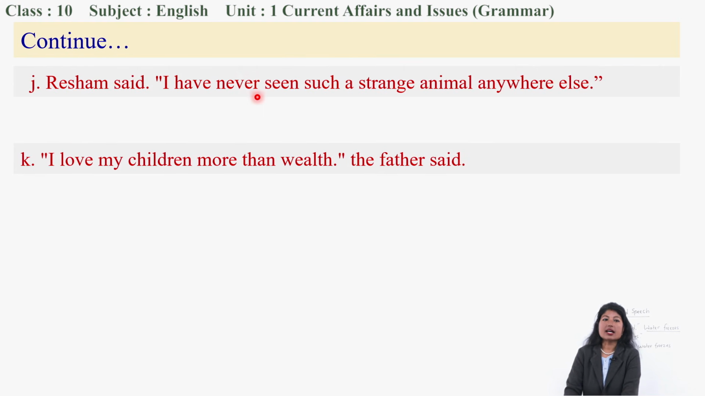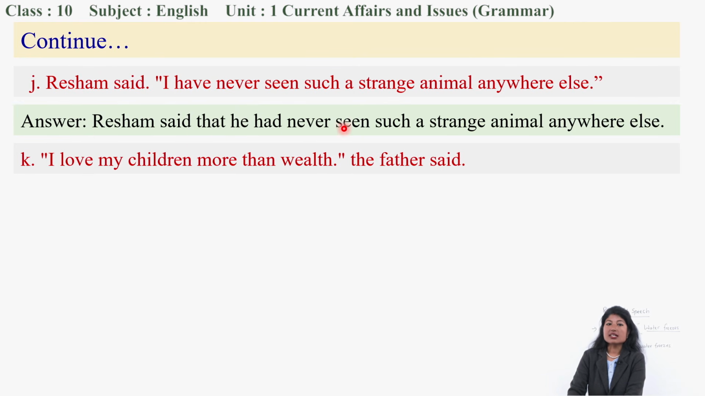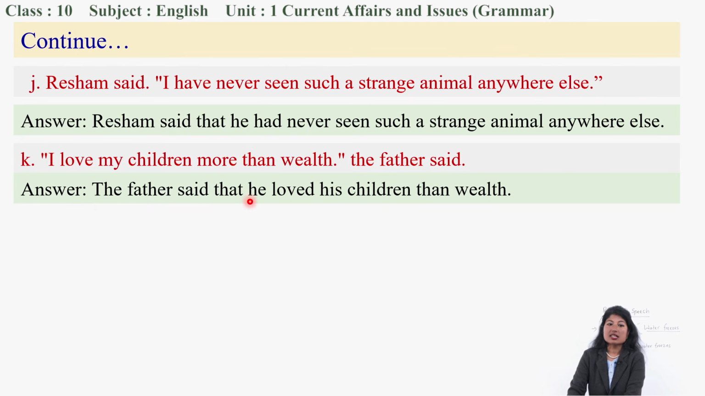Okay, two more statements left. Resam said, I have never seen such a strange animal anywhere else. Changes into Resam said that he had never seen such a strange animal anywhere else. Finally, I love my children more than wealth, the father said. Changes into the father said that he loved his children more than wealth. So this is how the change takes place in reported speech while changing statements from direct to indirect.